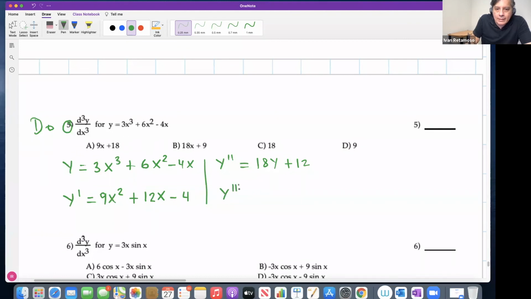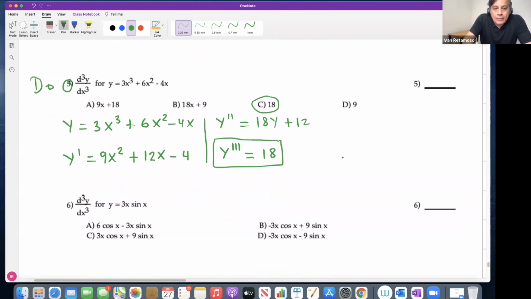But they want the third derivative. So let's go ahead and compute y triple prime. The derivative of this part is going to be 18, a constant, multiplied by the derivative of x, which is 1. 18 times 1, 18. Plus the derivative of 12, which is 0. Nothing, derivative of a constant function. So this is it, right? This is the third derivative, believe it or not, guys. The third derivative is a constant. So it's just this guy. Yeah, that was for number 5.